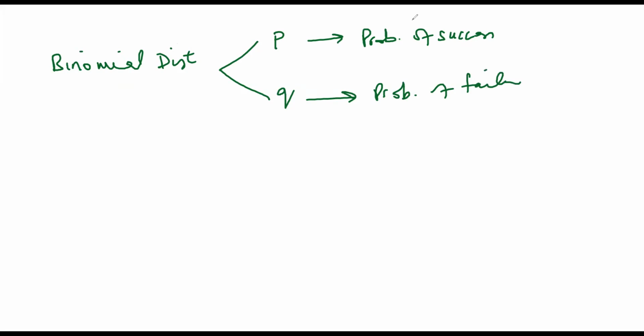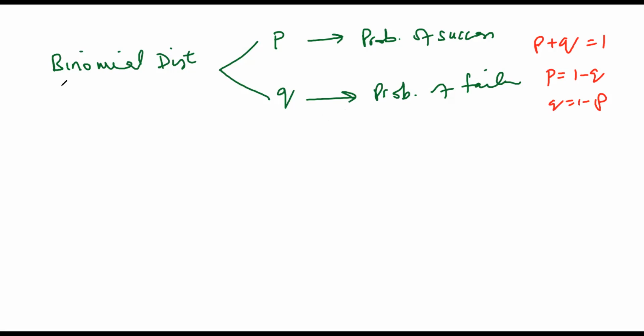So this P plus Q will always be equal to 1. P plus Q, that will always be equal to 1. You have P, you can get Q, or you have Q, you can get to the P, okay? So this is what we are going to start with.